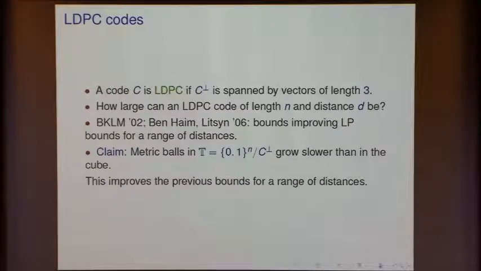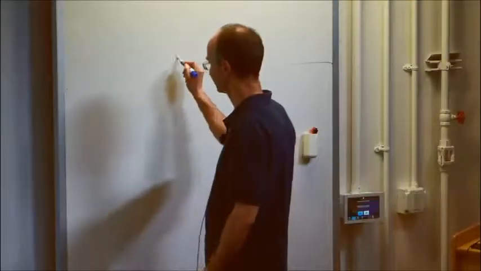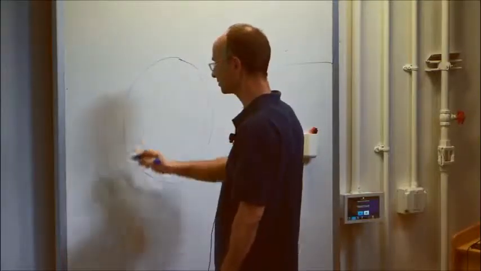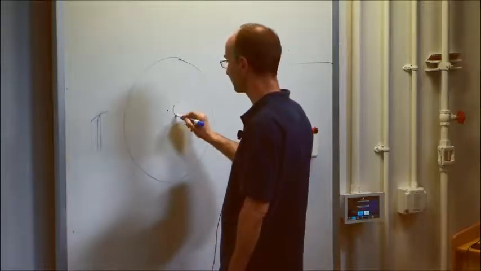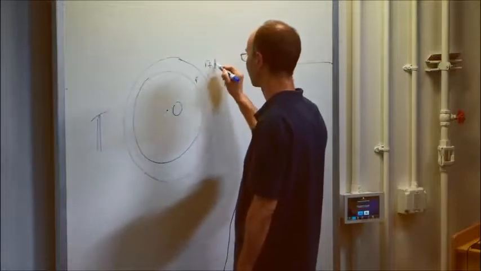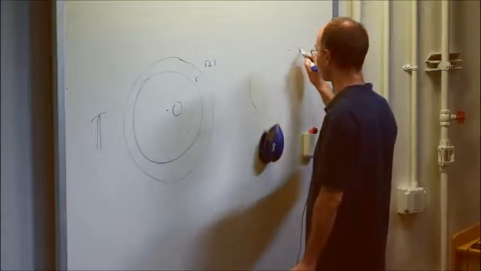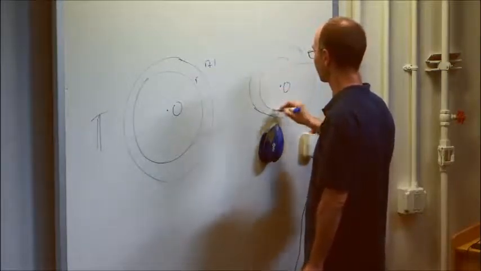Great. So this would improve the bounds for almost all distances. And there is a proof here, but let me give you a very simple proof, at least for the case of 3. So the dual subspace is spanned by vectors of length 3. So let me show you how we can prove it. So this is the torus, this is 0, and now I'm looking at two spheres of radius r and radius r plus 1. So I want to look at this picture compared to the corresponding picture for the Hamming cube.